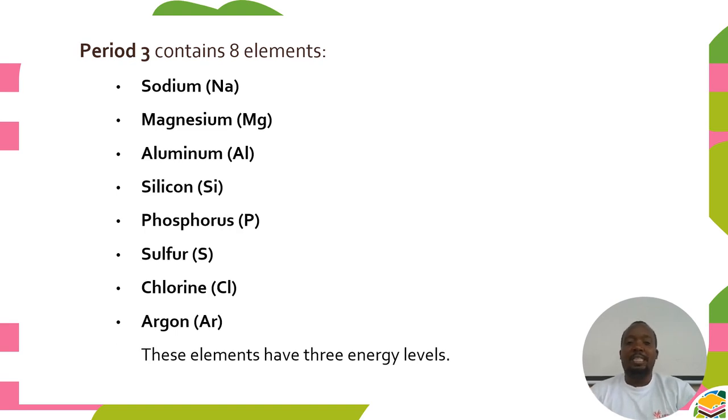Then we go to period 3, last but one, which contains 8 elements. These elements are sodium, magnesium, aluminium, silicon, phosphorus, sulfur, chlorine, and argon. So why period number 3? These elements have 3 energy levels.